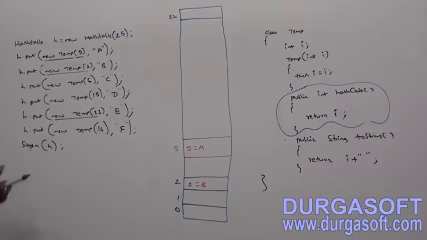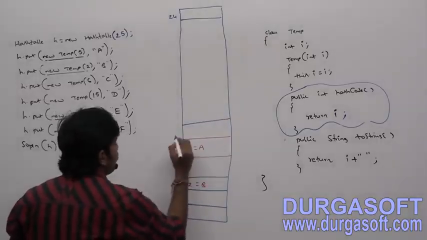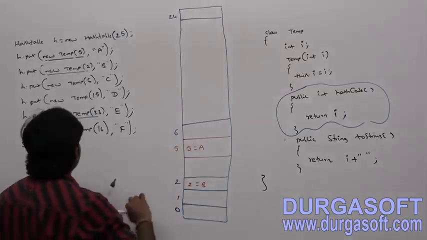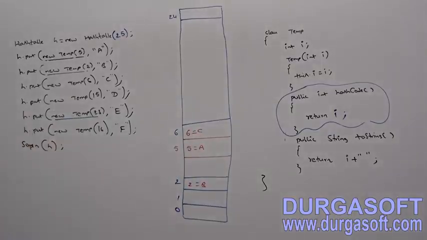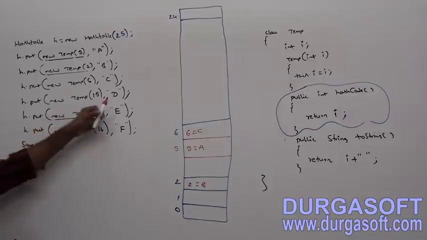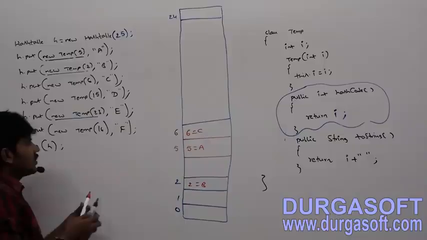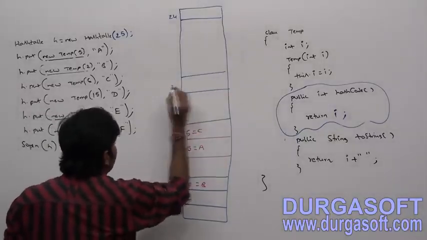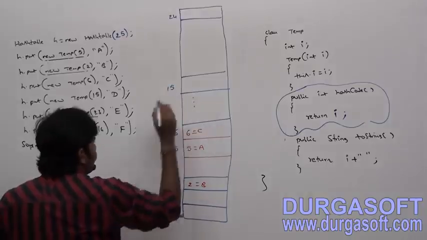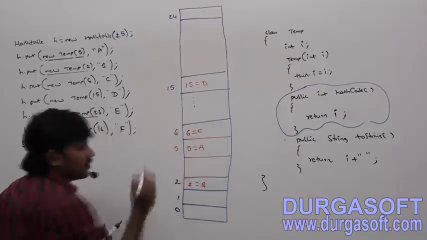Next, what is the next one? New Temp of 6 comma c. In the 6th number bucket, 6 is equal to c is there. Okay, what next? New Temp of 15 comma d. Sir, in the 15th number bucket, somewhere here, the 15th number bucket, 15 is equal to d is there.